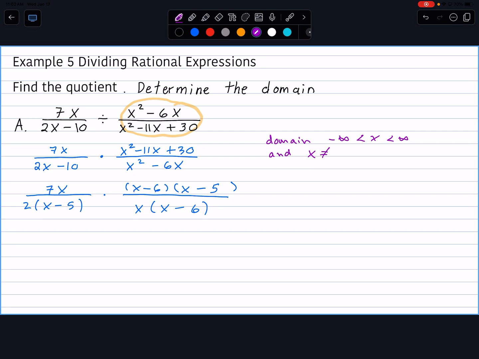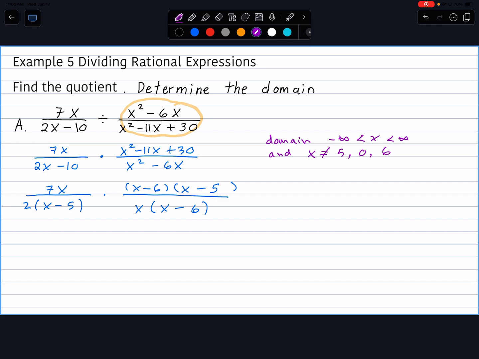So remember, x can't be equal to any number that would make the denominator equal to 0. So x can't be equal to 5, because that would make this expression 0. x can't be equal to 0, because that would make that expression equal to 0. x can't be equal to 6, because that would make this expression equal to 0. So our values that x can't be are 5, 0, and 6. Now that we've done our domain, we can finish up this problem.